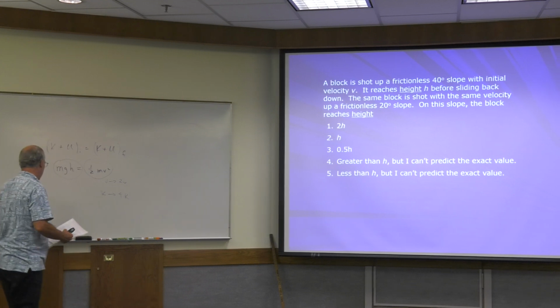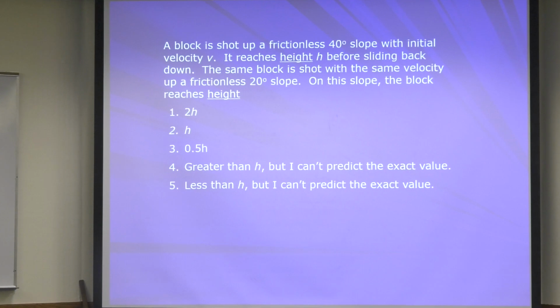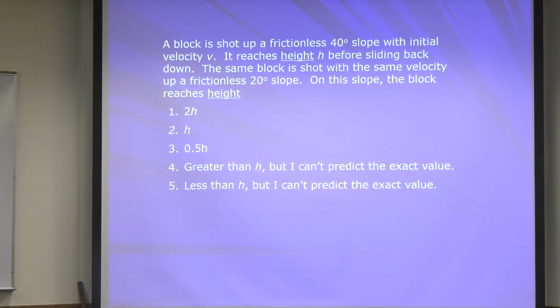All right, here's another one. A block is shot up a frictionless, there's that word, frictionless. That means mechanical energy is conserved. A ball is shot up a frictionless 40-degree slope with initial velocity v. It reaches a height, h, before sliding back down. The same block is shot with the same velocity up a frictionless 20-degree slope. On this slope, the block reaches a height what? Okay, pause your video, figure it out.